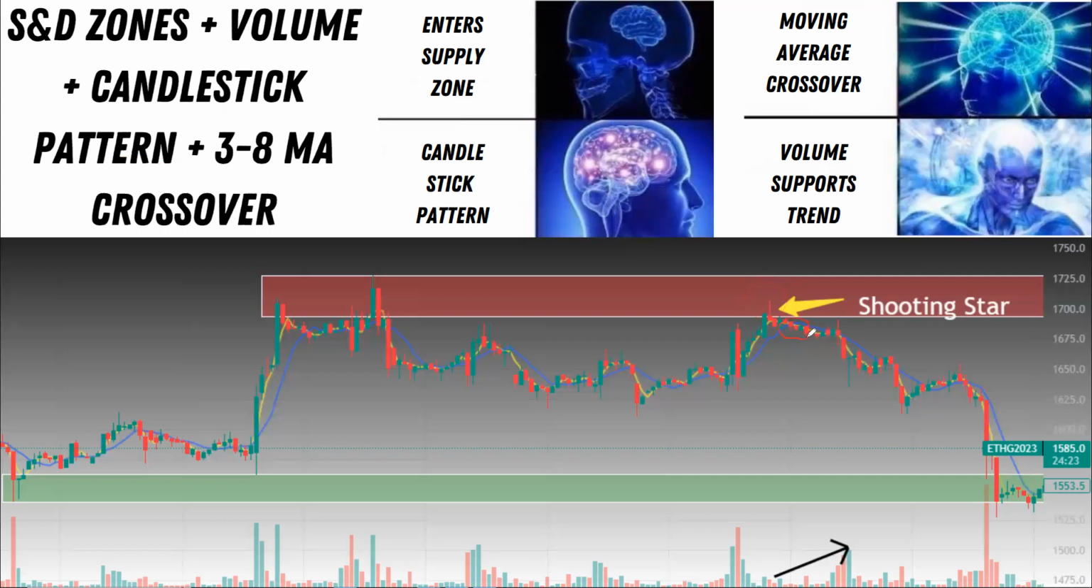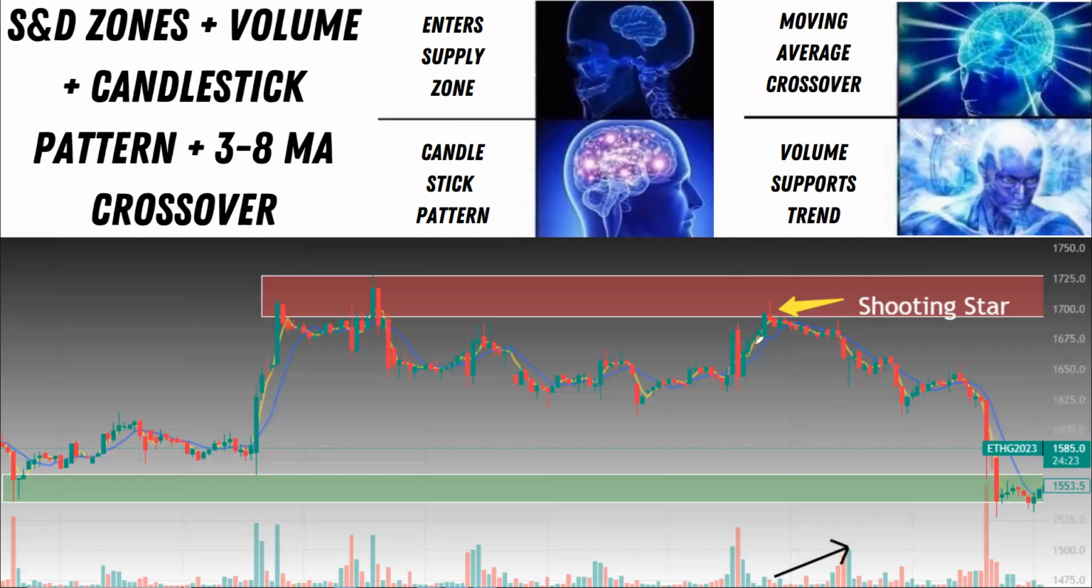Shortly afterwards, we get the moving average crossover, and we see our 3 moving average cross below the 8 SMA. And number 4, what do we get? We get volume supporting our thesis. So the way that volume works is you want volume to be in an uptrend for whatever trend you're trying to trade. If whatever you're trading is going up, you want volume to be going up as well. And if it's going down, you want volume to be going up as well. That's going to indicate a strong trend.